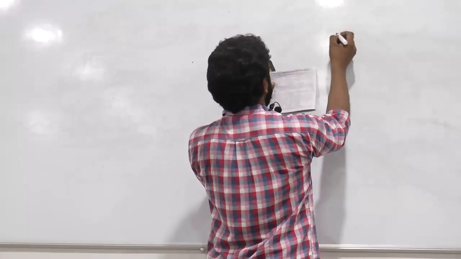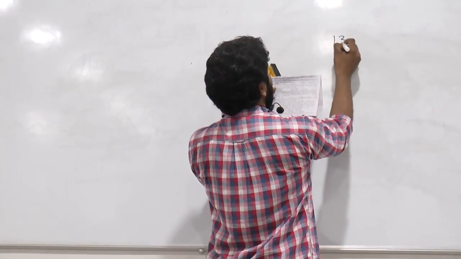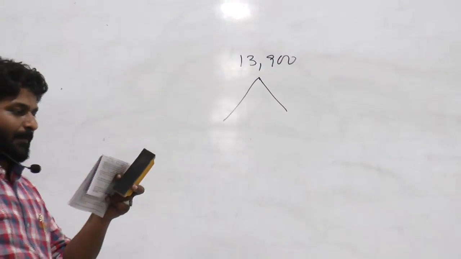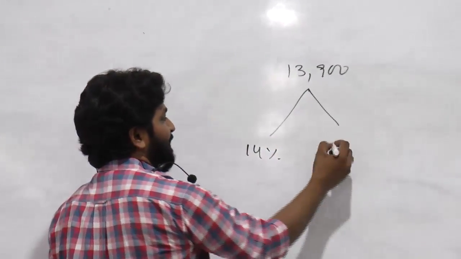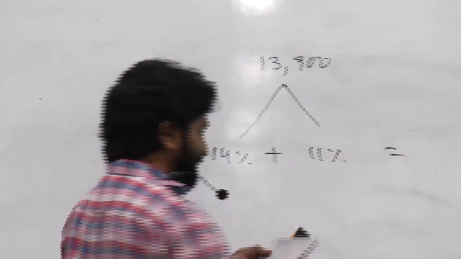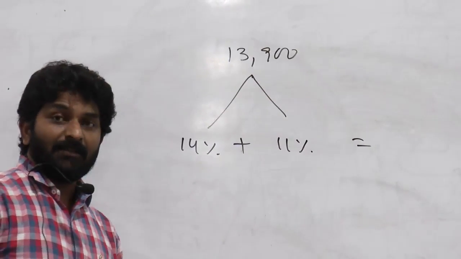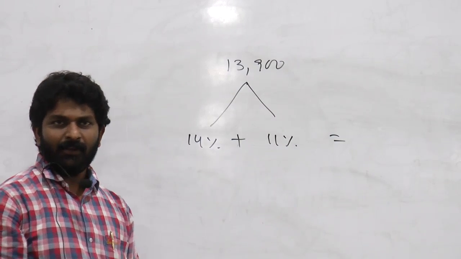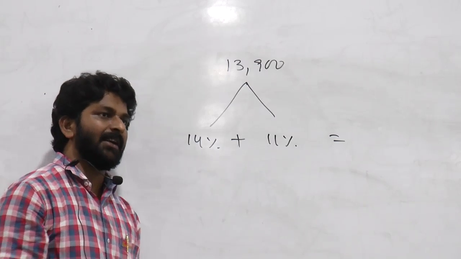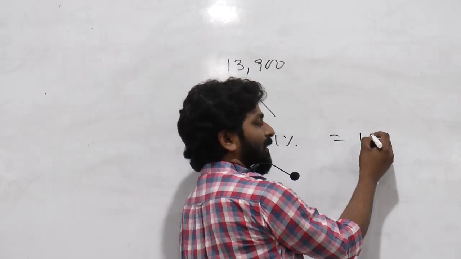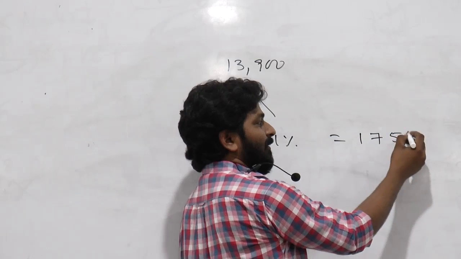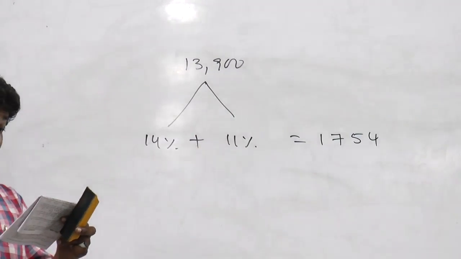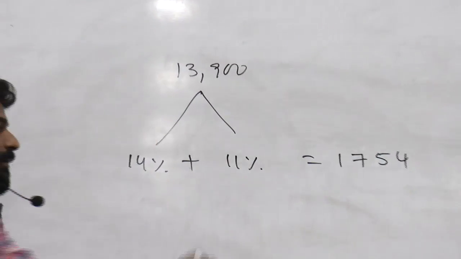Total principal is 13,900, divided into 2 schemes, scheme A and scheme B. Scheme A offers 14%, scheme B offers 11%. Total interest obtained after 2 years is 3,508. Let's calculate it for 1 year. For 2 years, if simple interest is 3,508, for 1 year that will be 1,754. You are asked about the principal invested in scheme B. This is your question.